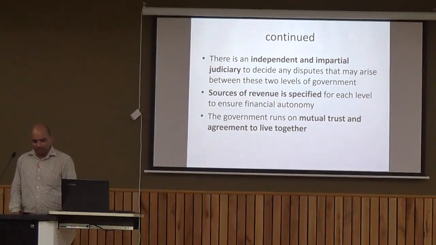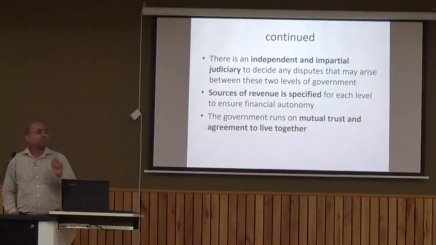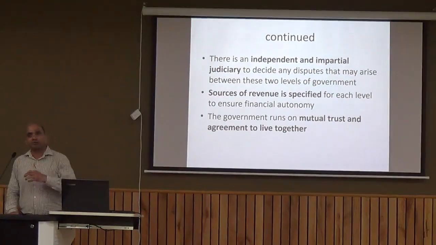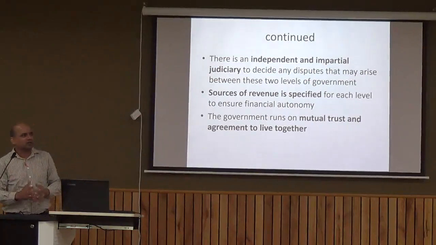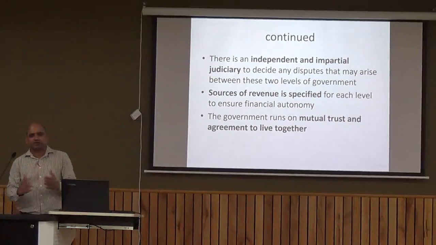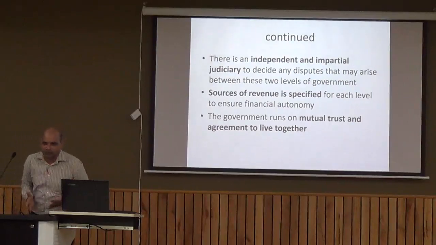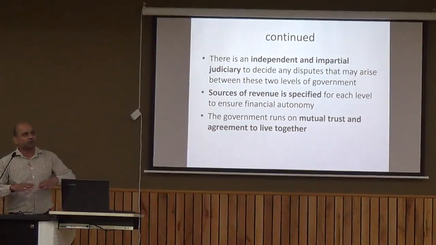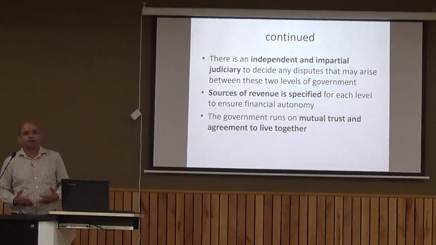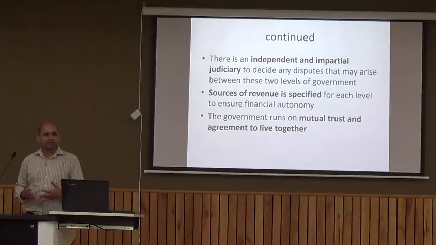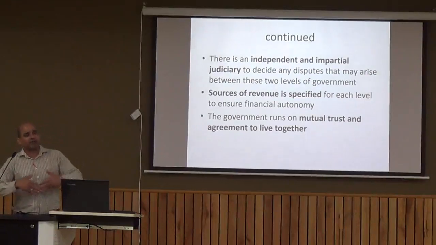Number 5 is there must be an independent and impartial judiciary. Why? Because wherever there is a division of power, division of even the property at your home, where there is a distribution, there is a dispute. So because of this division of power between central and states, there are chances and probability of disputes. So to resolve these disputes, we need to have a judicial system, and that is why a federal system needs an independent and impartial judiciary.